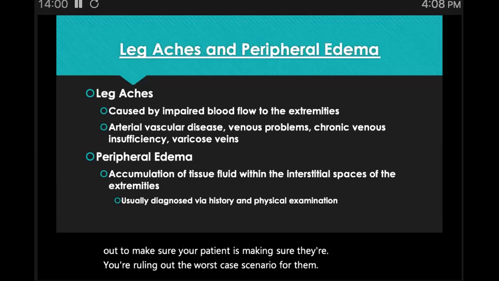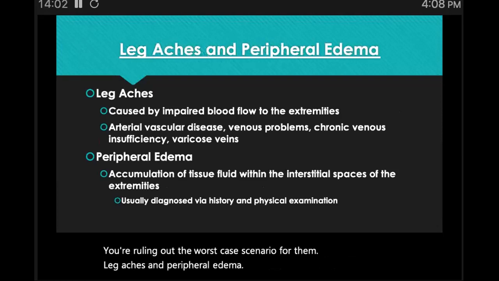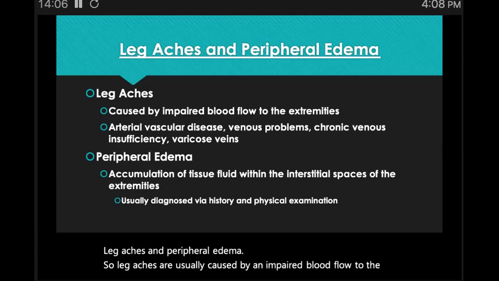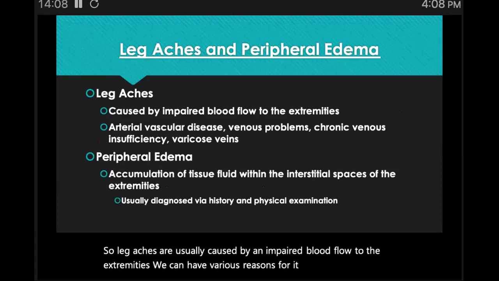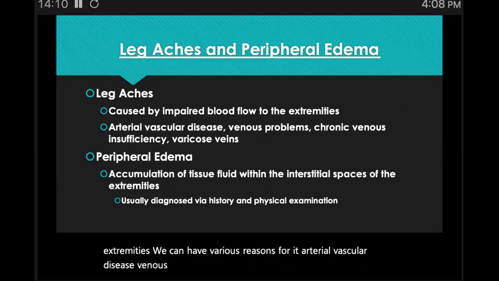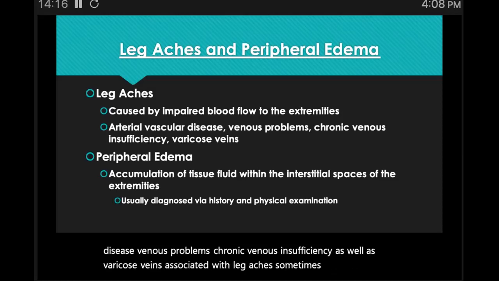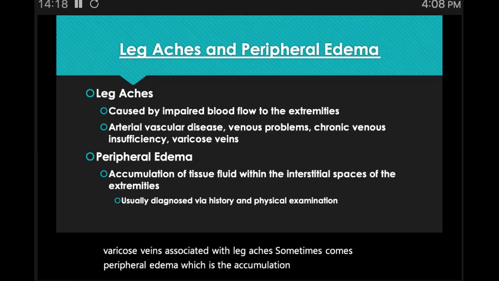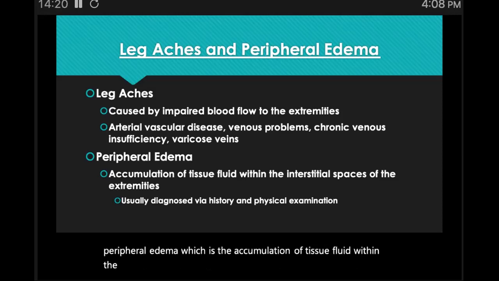Leg aches and peripheral edema. Leg aches are usually caused by impaired blood flow to the extremities. We can have various reasons for it: arterial vascular disease, venous problems, chronic venous insufficiency, as well as varicose veins. Associated with leg aches sometimes comes peripheral edema, which is the accumulation of tissue fluid within the interstitial spaces of the extremities. And it's usually diagnosed via history and physical exam.